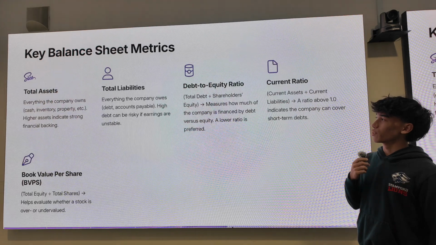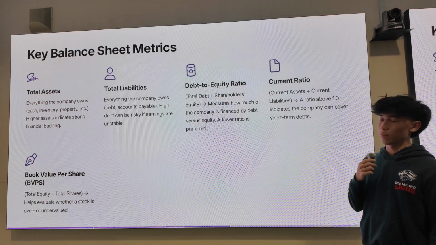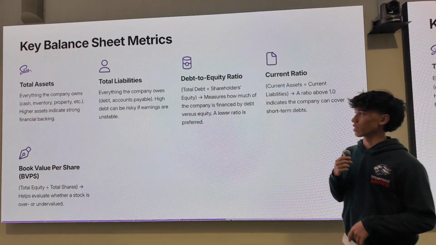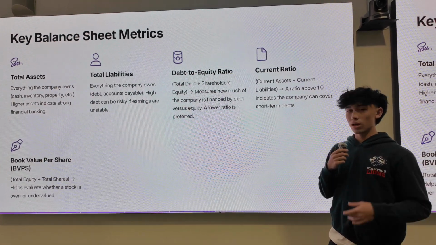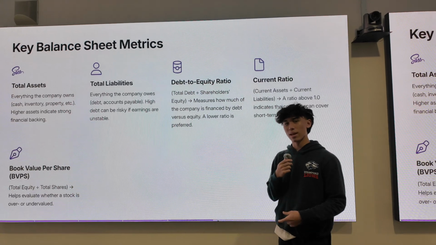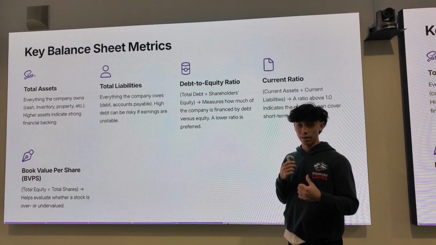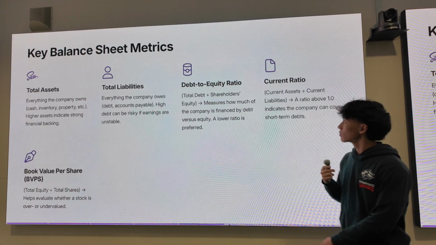A debt to equity ratio shows the total debt divided by shareholders' equity. So this measures how a company is financed by debt versus equity. A lower ratio is preferred, as that means that equity is high or debt is low relative to each other.